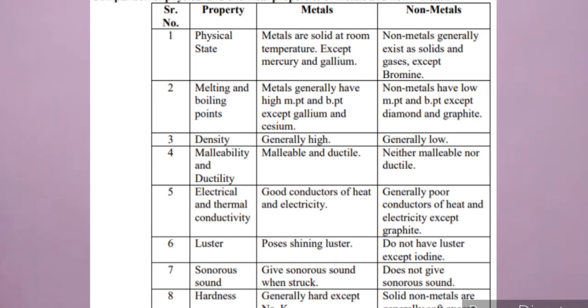Non-metals generally have low melting and boiling points. Next property is sonorous. Sonorous means that when they are beaten, they produce a sound. Metals are generally sonorous and non-metals are non-sonorous. They do not produce any sound. Last is specific gravity. Metals generally have high specific gravities and non-metals generally have low specific gravities. So these are the physical properties.